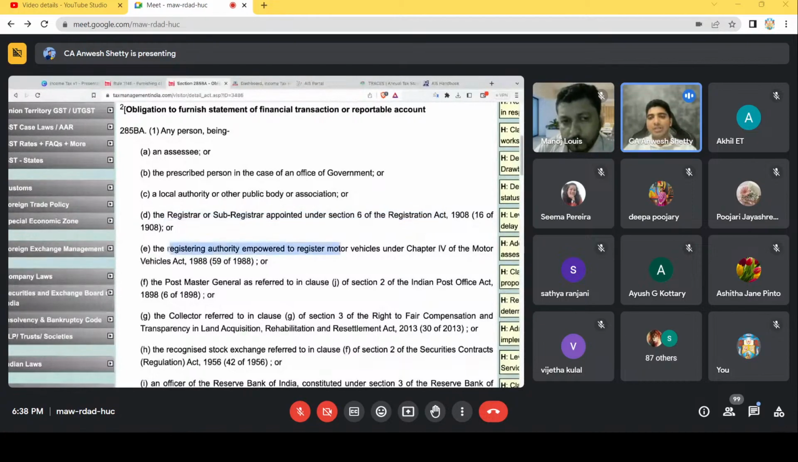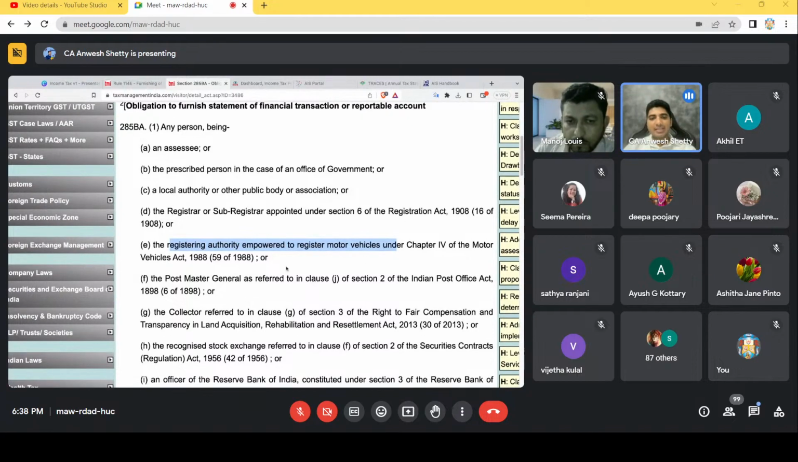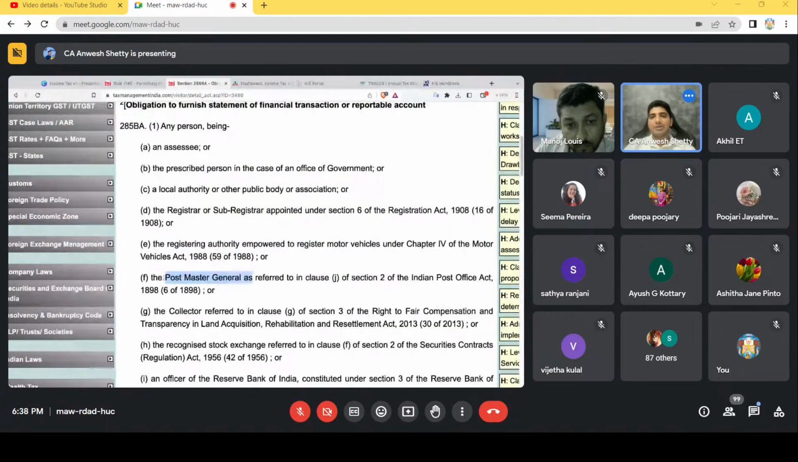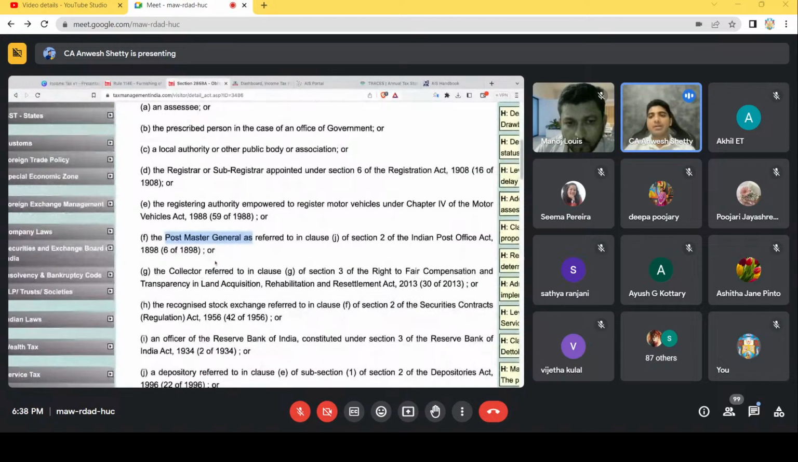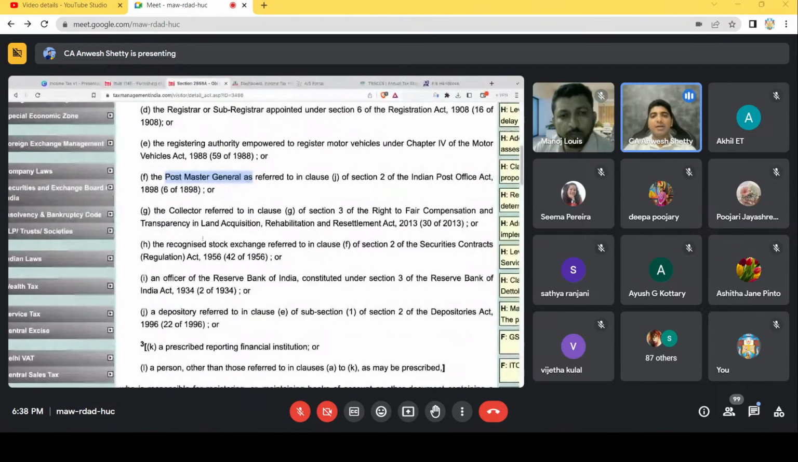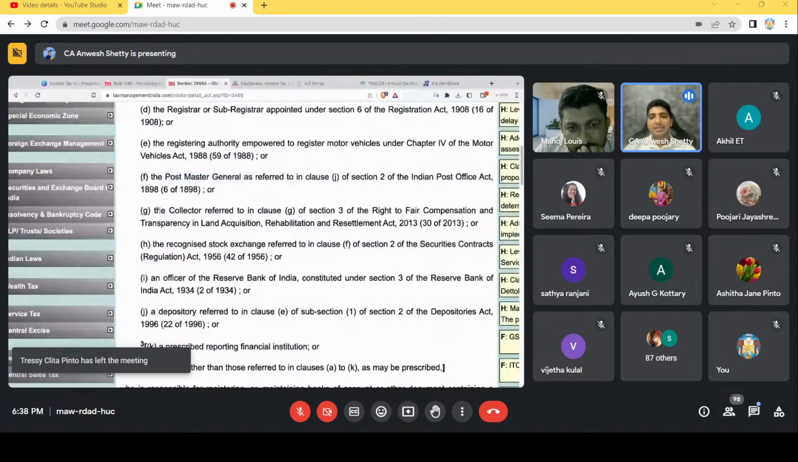Next, a registering authority for motor vehicles. Every time you are buying a motor vehicle, particularly an expensive one worth more than 10 lakh rupees, the details will go to the income tax department. Next, they can also compel the postmaster. If you have your SB account or RD account in the post office, they can even compel the postmaster to furnish this SFT.